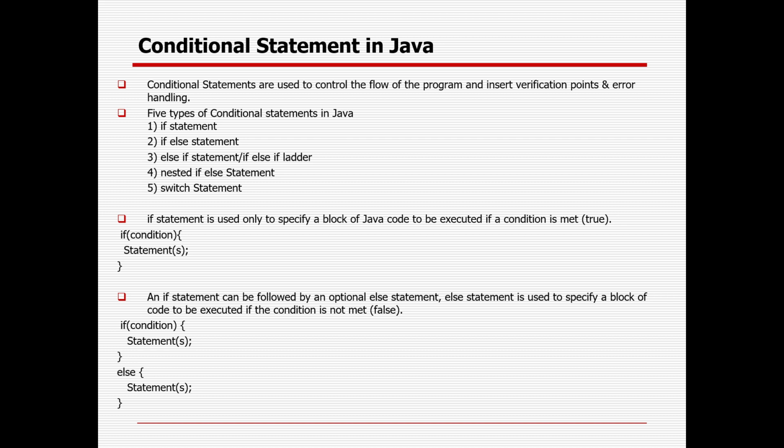So the if statement in Java is used only to specify a block of Java code to be executed in case the condition is met or true. But the drawback is that in case the condition is false, then it will not execute it. So that is the reason we can add an else part with the if part. An if statement can be followed by an optional else statement. Else statement is used to specify a block of code to be executed in case the condition is not met or fulfilled or false. So let's see how we can go with the if and if else statement.